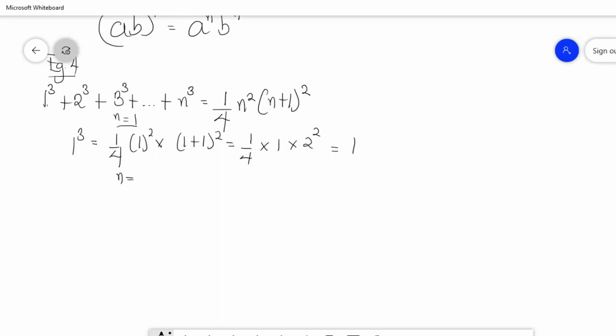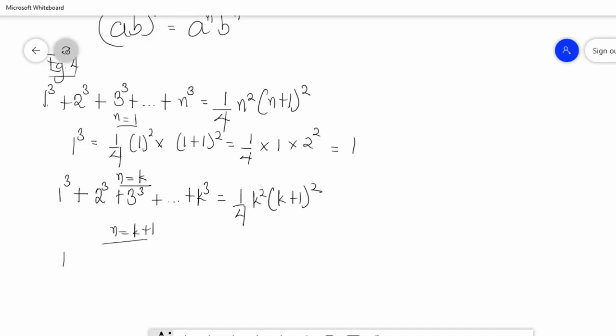Then we shall set our next iteration to be n equals k. So we have the expression 1 cubed plus 2 to the power 3 plus 3 to the power 3 plus 4 and on and on plus k to the power 3, giving us 1 on 4 k squared multiplied by k plus 1 all squared. And then we assume this to be true. Then we go on to do for when n is equal to k plus 1.